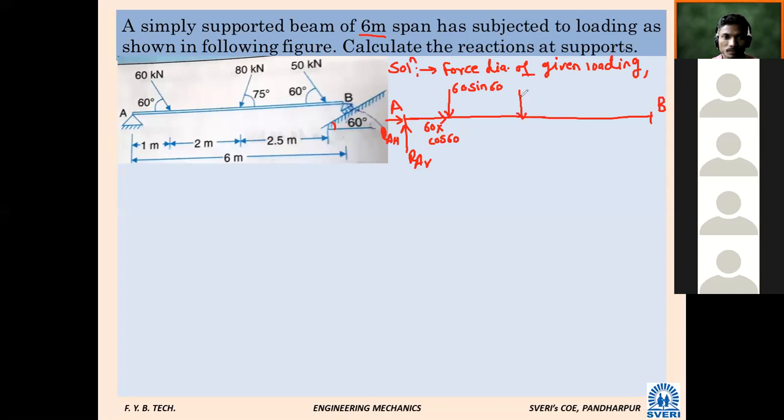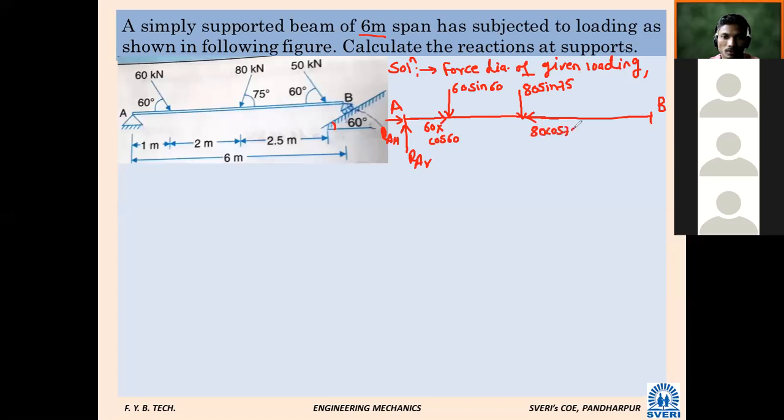Vertical component 80 sin 75. Horizontal component towards left or towards right? Left. Towards left. What will be that? 80 cos 75. Next, the 50 kilonewton force. Vertical component.